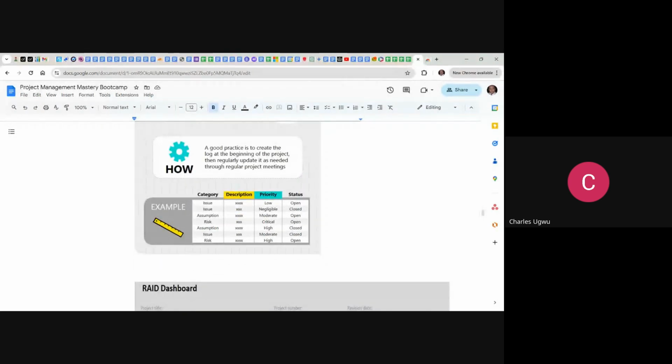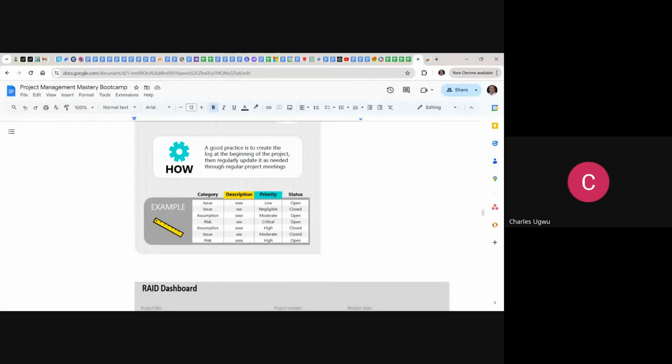So look at how this RAID log is. First is category, then description, then priority, and then status. It's a very simple process. Within the categories, when you identify an issue, you select the category it belongs to. You describe the kind of issue, and then you determine whether it's low or high. The team will do a brainstorming to determine this, or you can use a probability index matrix. We'll have a brief look at the probability index matrix to decide the severity of an issue or a risk.